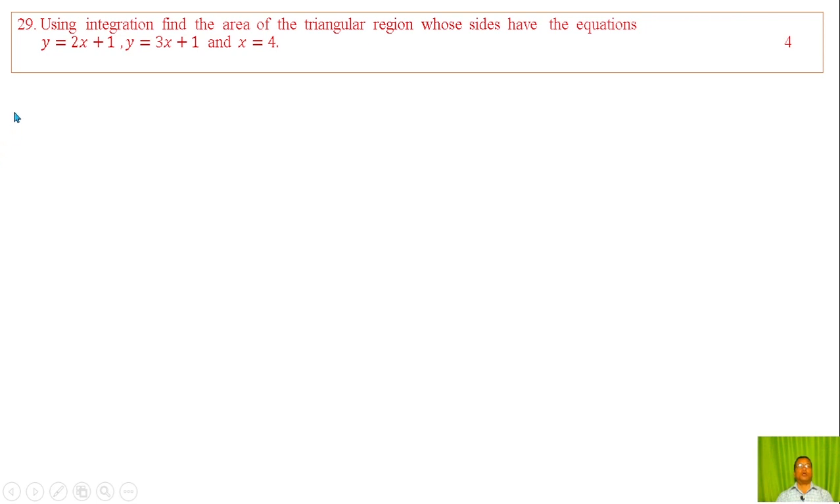Question 29. Using integration, find the area of the triangular region whose sides have the equations y equal to 2x plus 1, y equal to 3x plus 1, and x equal to 4. 4 marks.